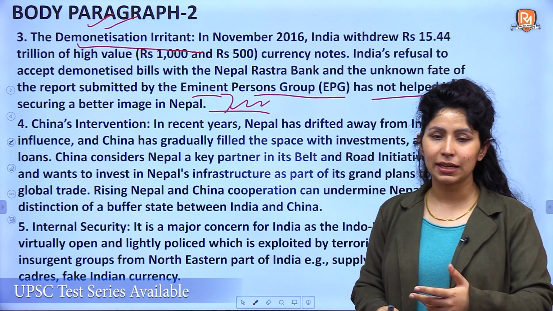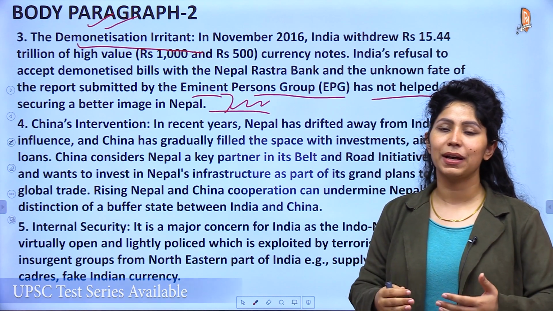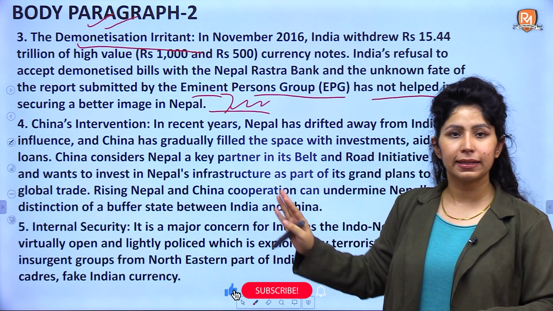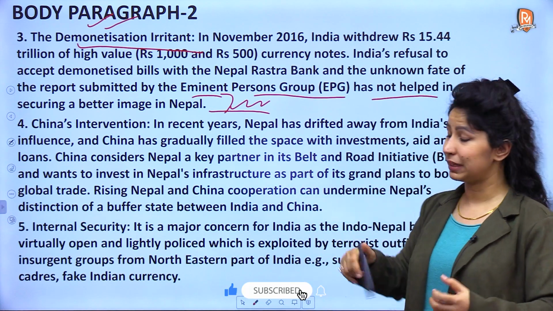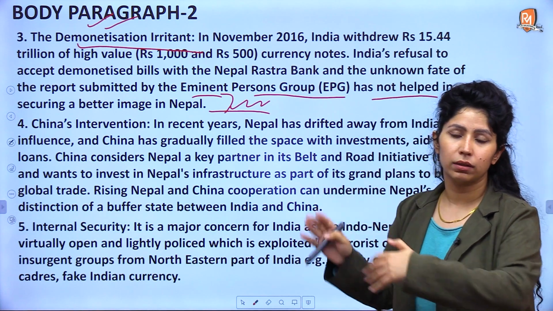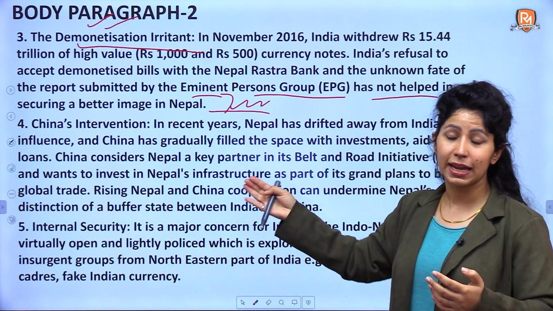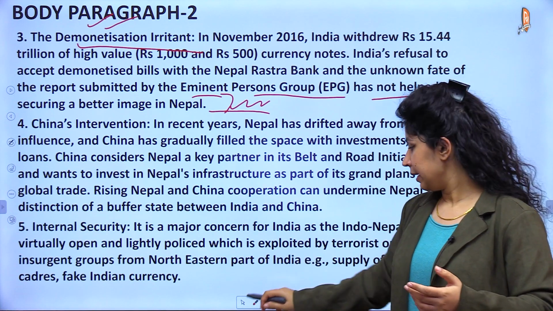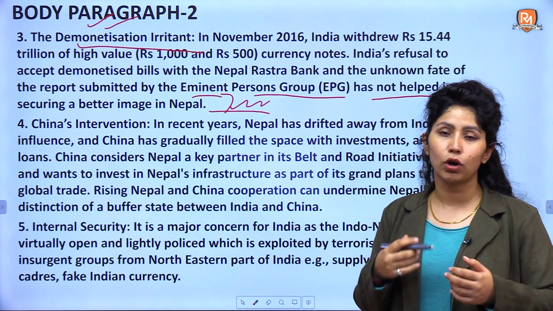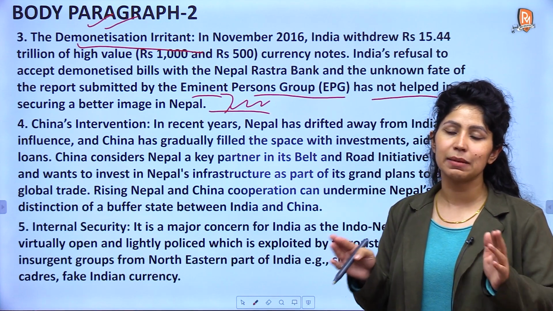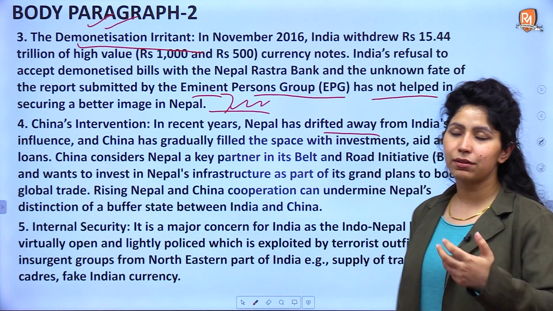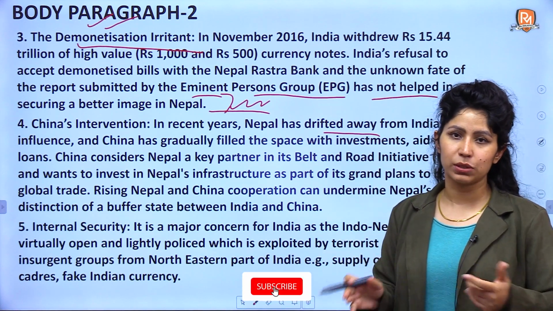Then you have China's intervention. China obviously needs Nepal for its Belt and Road Initiative. Again, a geopolitical issue. Keep it highlighted, underline the keywords here, use a flowchart to talk about all the areas of tension. So in geopolitical tensions, the first one could be your boundary dispute. The second one is China's intervention for the Belt and Road Initiative. China sees Nepal as an important partner. So Nepal has basically drifted away from having good relations with India.